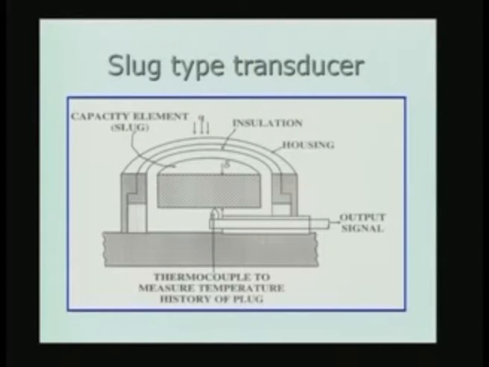Basically the slug type transducer consists of a slug of material. This is the material which we call a slug, or it's the heat capacity element. So the mass of the slug multiplied by the specific heat of the material is actually the capacity of this element. If the slug temperature does not go through very large variations during the operation of the slug type transducer, the specific heat may be more or less assumed to be constant. Of course, if the temperature variations are very large, then you have to account for the specific heat variation with respect to temperature.